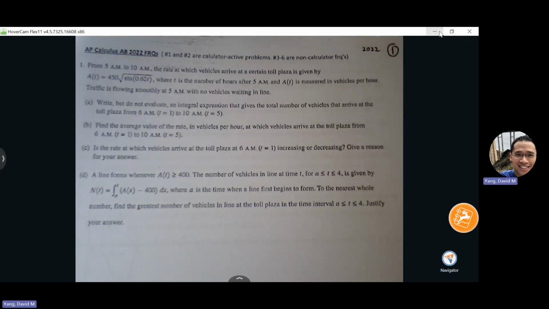Okay, so this is number 1 off of 2022. Again, we know 1 and 2 are calculator active problems. 3 through 6 are non-calculator problems.